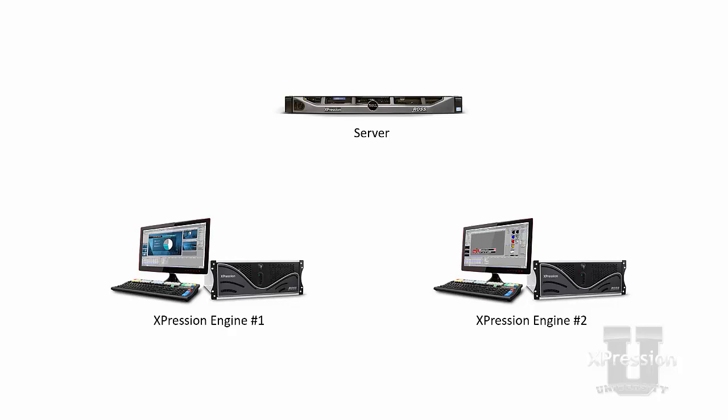So if I'm working on engine number 1, I create a file and I want to save it. I'm going to put it up on the server. And the other operator wants to go to that server and bring down that file so they have accessibility to it so they can play back the same graphics that I built on engine 1 on engine 2. Here's how to do it.